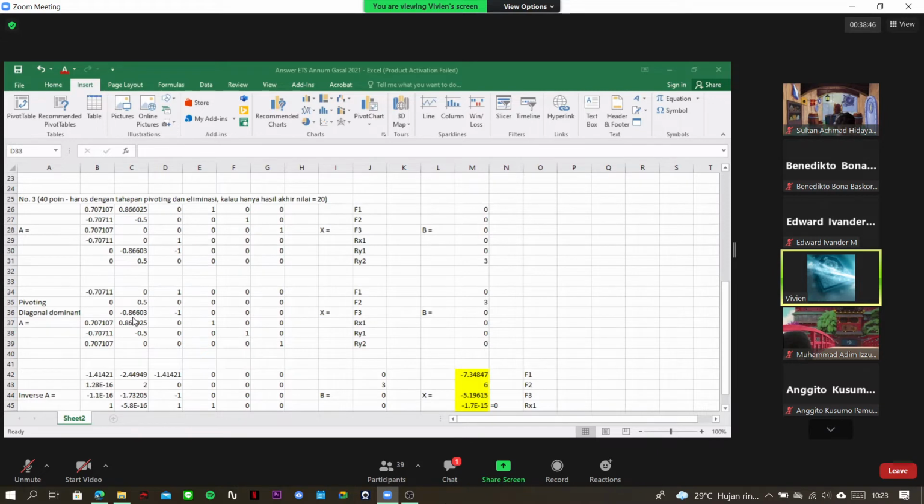So we have 0.866 here, which is larger. These values are larger than 0.5. But when we want to make the matrix diagonally dominant, we also have to consider the other rows. Okay, so I think that will be the discussion for question number 3.